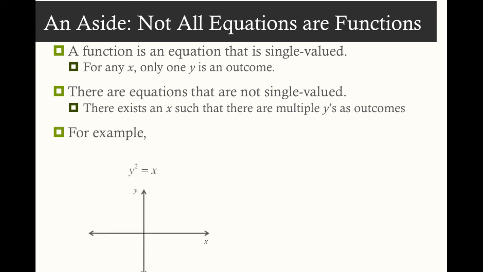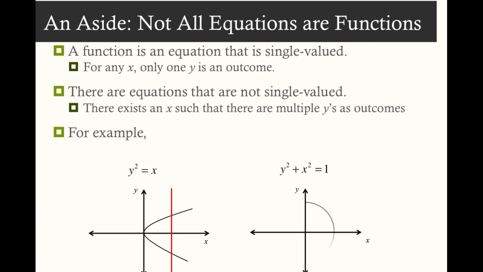For example, y squared equals x. Notice that when we graph this, curve out y squared equals x, that if we were to draw a vertical line through the curve, that we have two y outcomes. This means that this is an equation, but it's not a function. Or y squared plus x squared equals y. When we graph these ordered pairs out, we get a circle. So at this point of x, for example, we have two y outcomes.